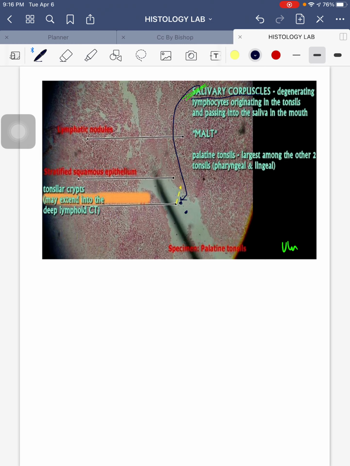Aside from that, this is in the actual laboratory. You see here lymphoid nodules. It takes practice to identify that this is a nodule and another nodule. You see your lining epithelia here, even though it's not that nice, that's stratified squamous. And sometimes a salivary corpuscle can really give it away that this is palatine tonsils.